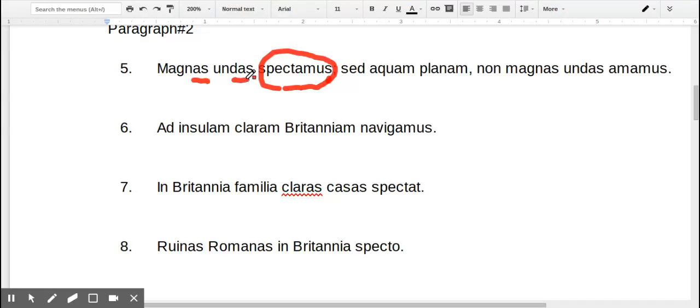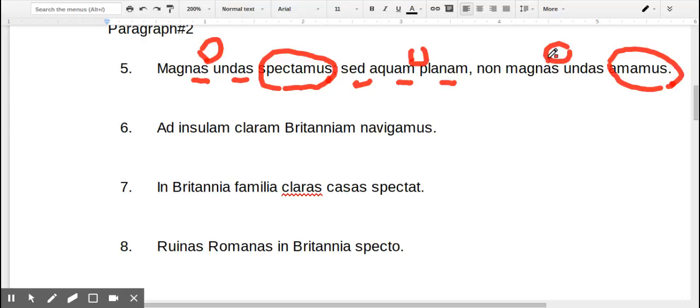We watch the large waves. But, and again, hold off on translating these accusatives. Go all the way to the verb and translate that first. You gotta wait. You can't translate accusatives until you translate a verb. But we love flat water, not large waves.